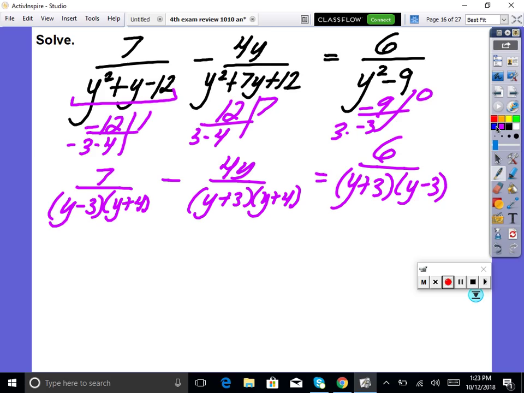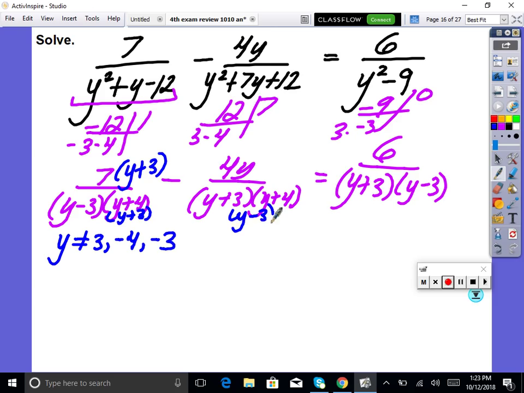So you'd say I'm going to make my restrictions now. So y cannot equal 3, negative 4, and negative 3. So common denominator, this one needs a y plus 3. This one needs a y minus 3. And this one needs a y plus 4.